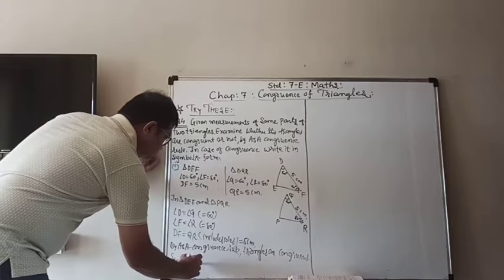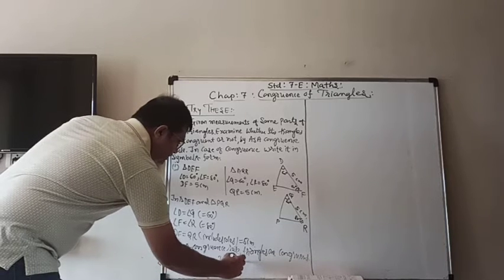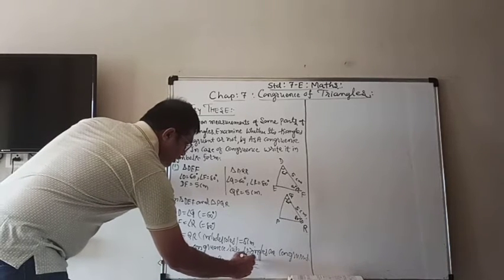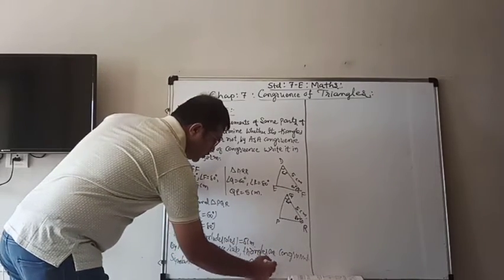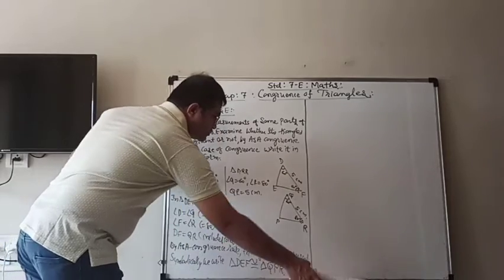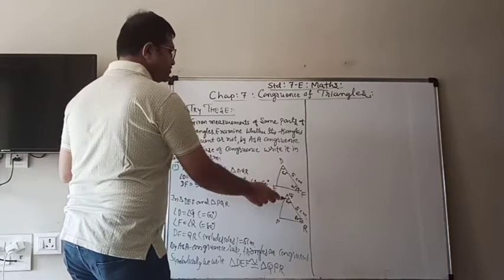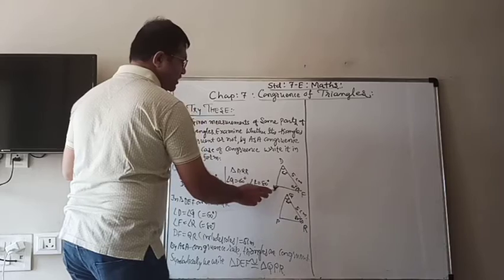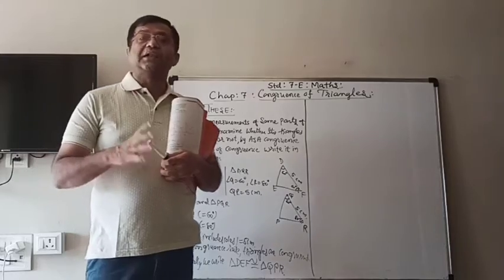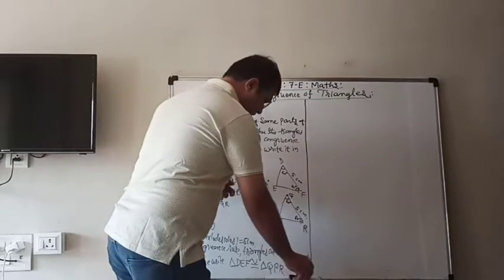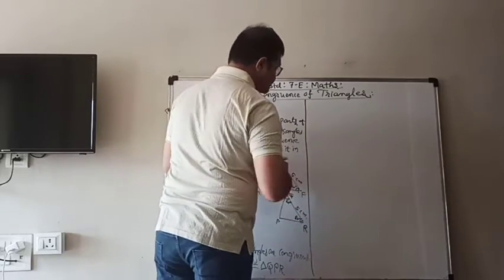Symbolically, we write triangle DEF congruent to triangle QPR, not PQR but triangle QPR, because with D, Q is related, with F, R is related, and with E, P will be there. And therefore, we can't write triangle PQR, but we will write triangle QPR. Let's check the second one.